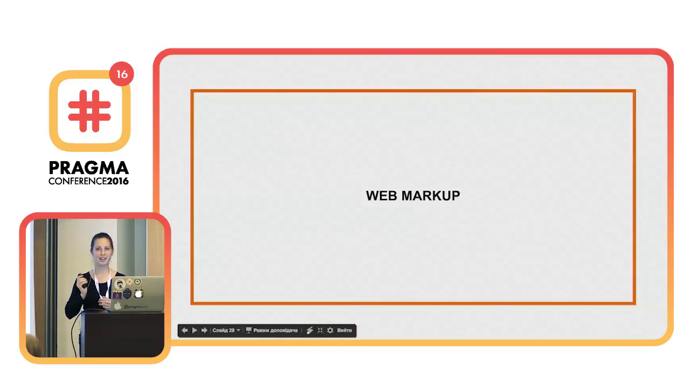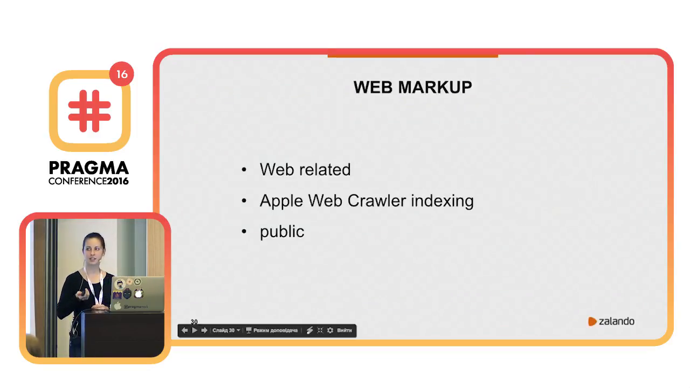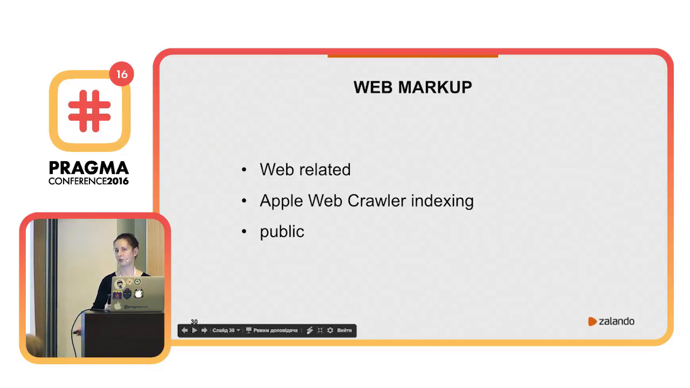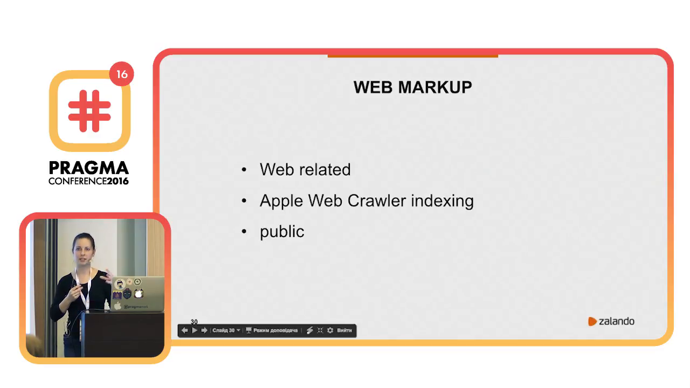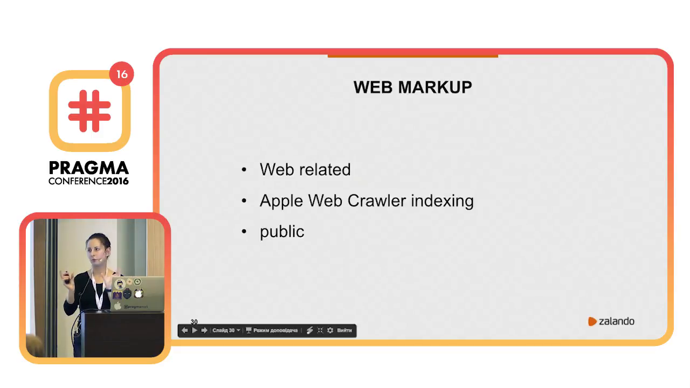And another one, last but not least, is web markup. This is the third feature of search in iOS, and it is responsible for web presentation. So it's web-related. It's only on the web, and it's always public, because everybody can see a website. It uses a specific app web crawler for indexing your application. So it matches your application and your web if you have these kinds of URLs in your activity. So it's like Google, but specifically for iOS applications, kind of.